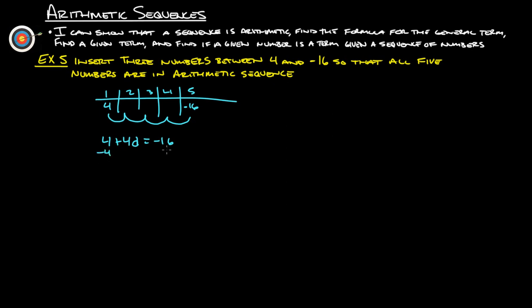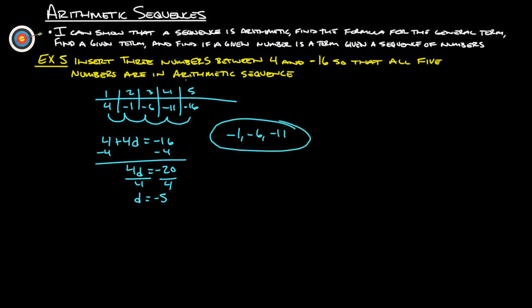Subtract 4 from both sides. 4D equals negative 20. Divide by 4, and we get that the difference is negative 5. That means each time we're subtracting 5. To figure out the next 3 terms, 4 minus 5 is negative 1. Negative 1 minus 5 is negative 6. Negative 6 minus 5 is negative 11. Just to double check, negative 11 minus 5 is indeed negative 16. So our 3 numbers are negative 1, negative 6, and negative 11.